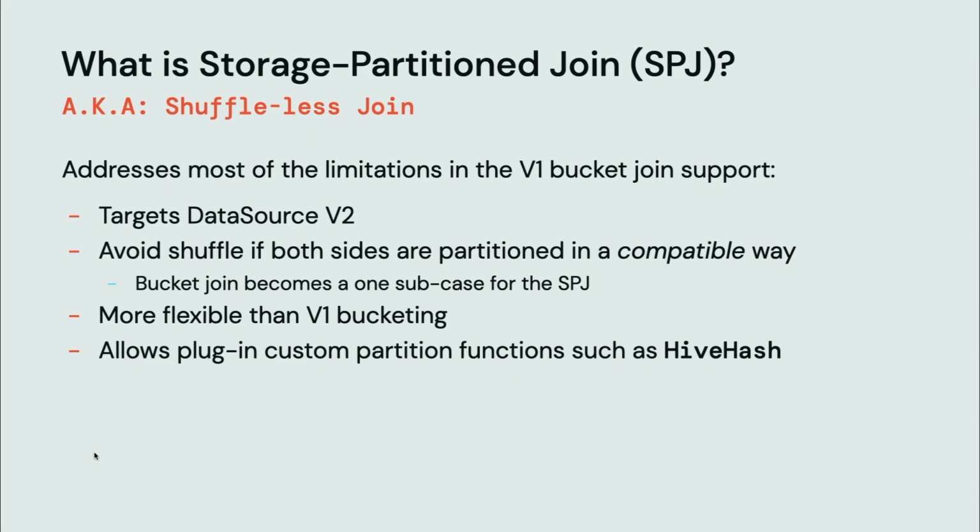First of all, we target data source V2, which means V2 sources like Iceberg can use it. Storage-partitioned join allows Spark to remove shuffle if both sides of the join are partitioned in a compatible way. So you don't have to make sure that the join columns are identical to the partition columns, like in data source V1. It's much more flexible.